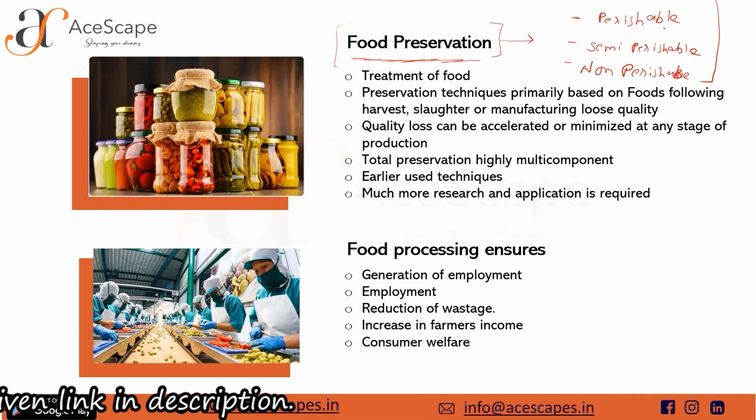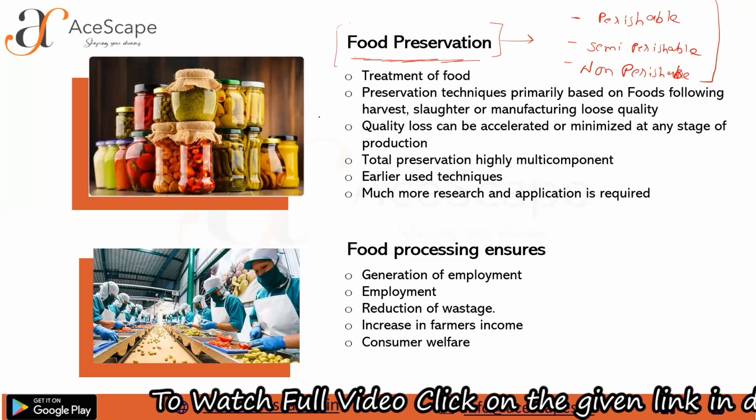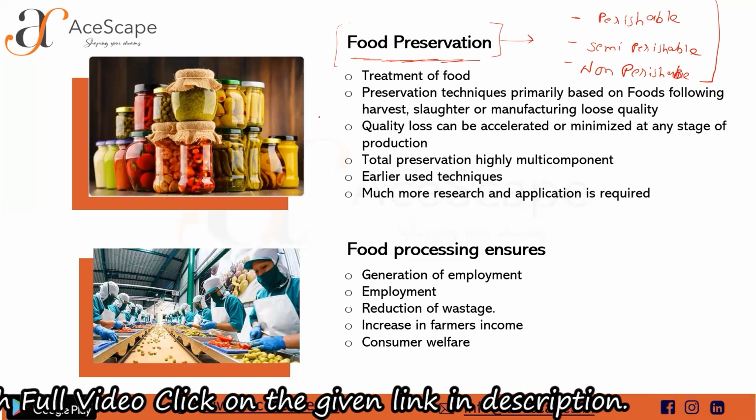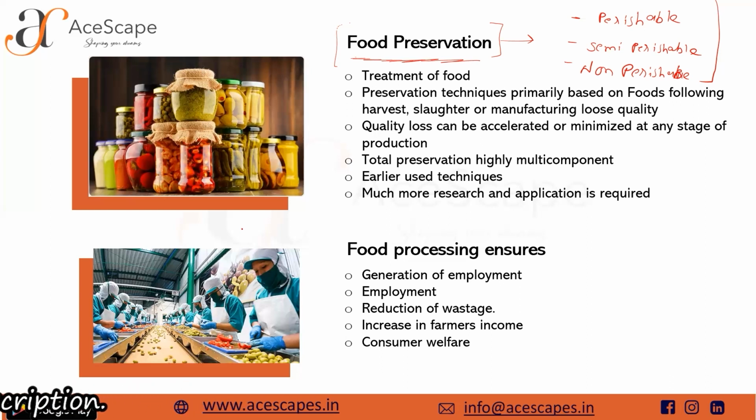So food preservation is a treatment of food, and the preservation technique is primarily based on food quality losses following harvest, slaughter, or manufacturing, right? We know that at each and every stage there may be some quality losses. At the harvesting stage also there are some quality losses. If we talk about animals, then at slaughtering, if we don't apply any technique, they may spoil with some bacteria, or some chemical reactions may occur.